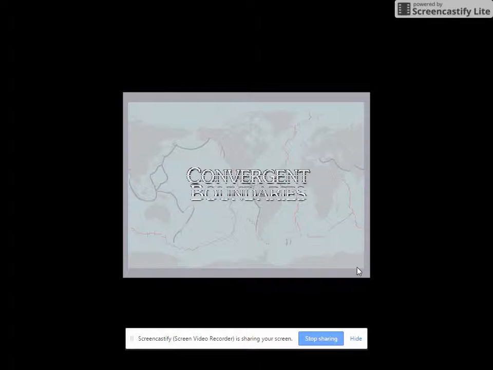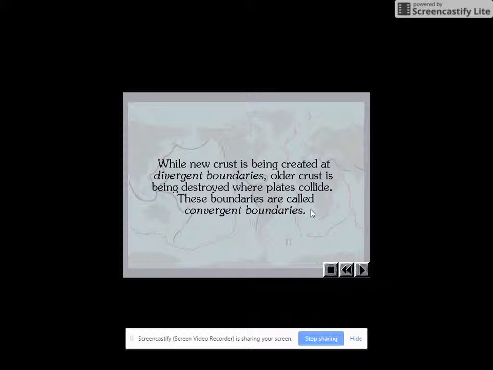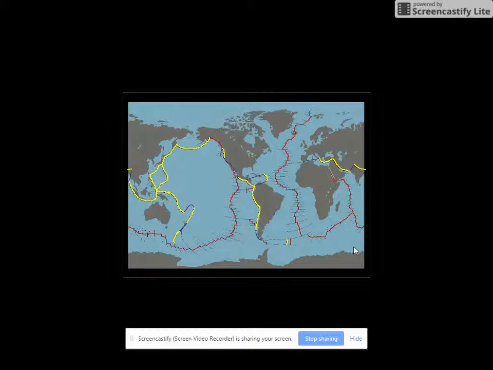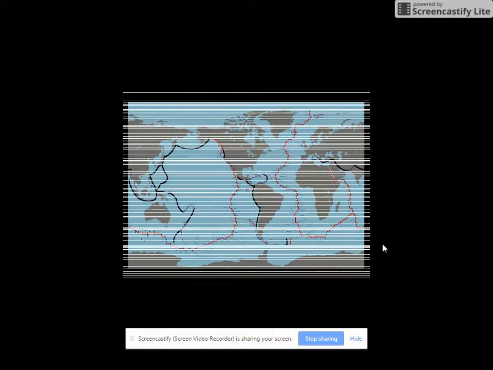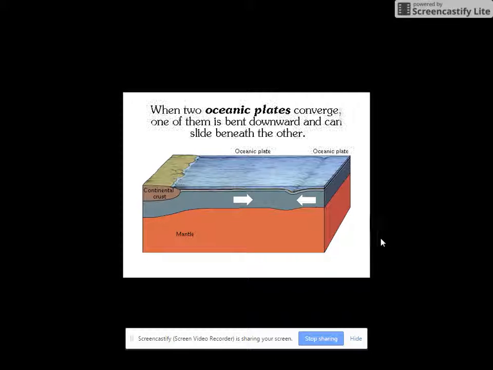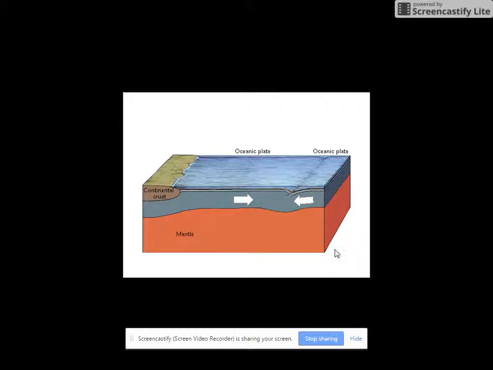Convergent boundaries. While new crust is being created at divergent boundaries, older crust is being destroyed where plates collide. These boundaries are also called convergent boundaries. So here are all the places where we have convergent boundaries over the Earth. And here's what might happen when two oceanic plates converge, and we'll look at this again later. You can see that one of them begins to get subducted.